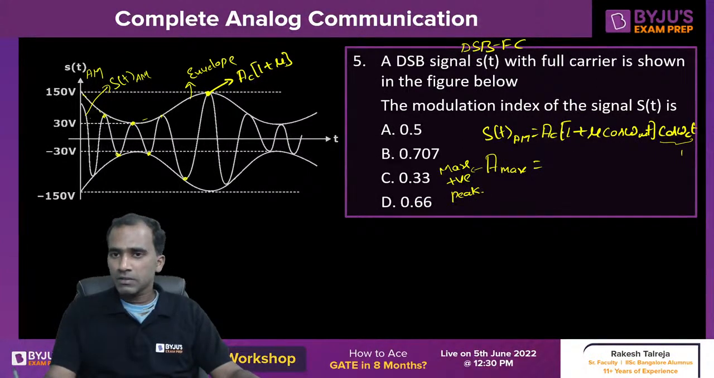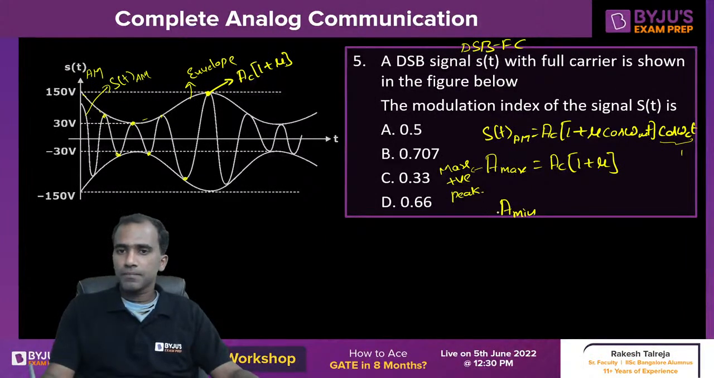In this part, the first part is constant, the second part is varying with time. So when the second part is maximum, we get the maximum positive peak. And what is the maximum value possible here? When cos becomes plus 1, we get maximum. It is AC into 1 plus mu. Maximum is possible when cos omega t is plus 1, and we get positive peak when cos omega t is plus 1. So that is the maximum positive peak.